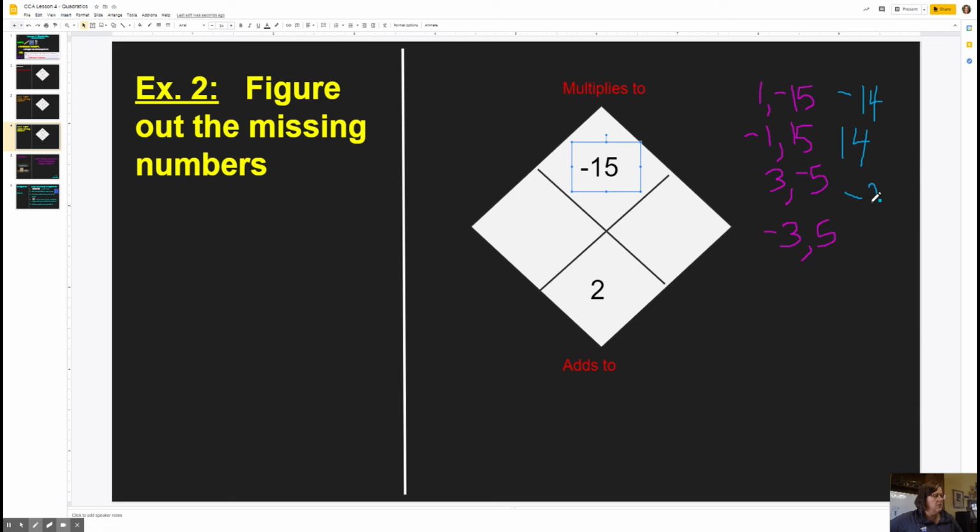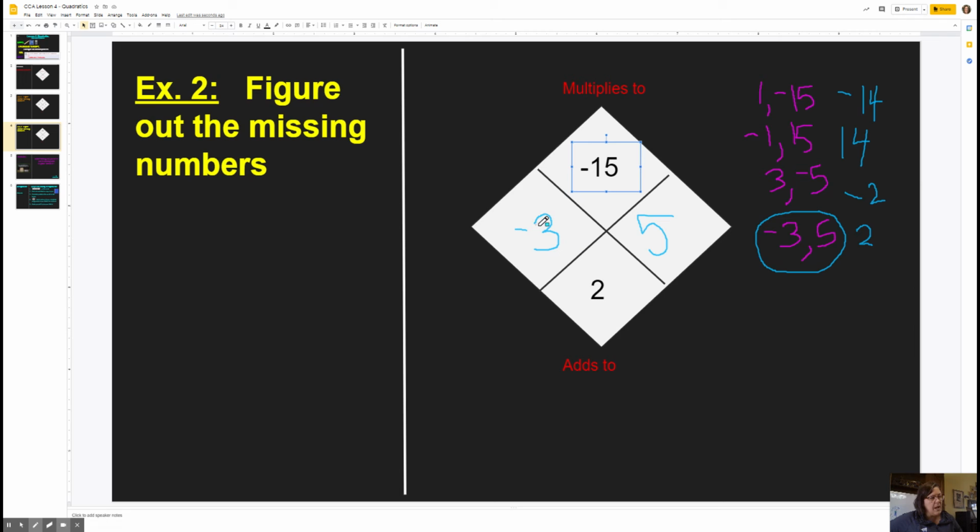This turns into negative 2, and last but not least, this one turns into positive 2. So these are the ones that I need for this diamond problem. So then I'm just going to put negative 3 and 5 in each of these sections on that diamond problem. Now, it doesn't matter which order you put them in.